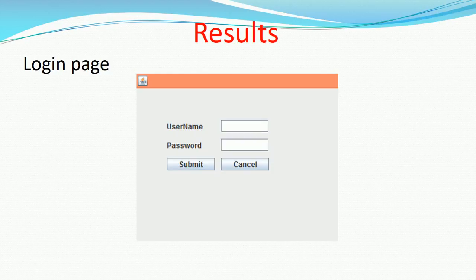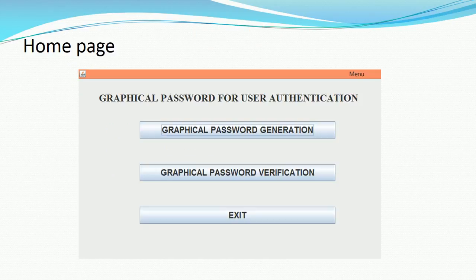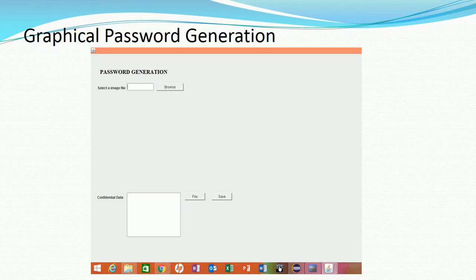Here are the results of the project. This is the login page of our project where the user needs to enter his username and a password. Only after this will he be able to get access to our home page, where he will have the options of graphical password generation and also graphical password verification. During graphical password generation, you need to select an image file for setting up a password.